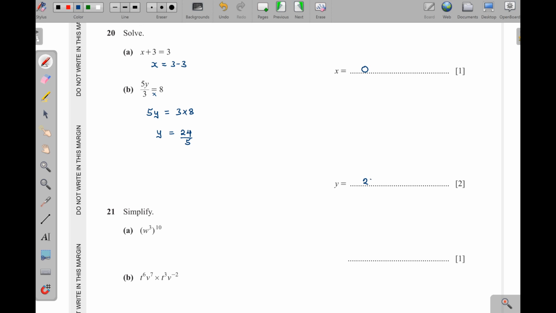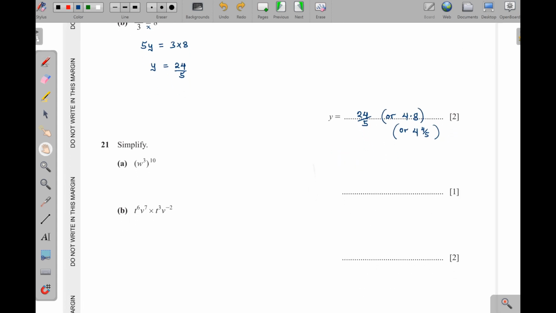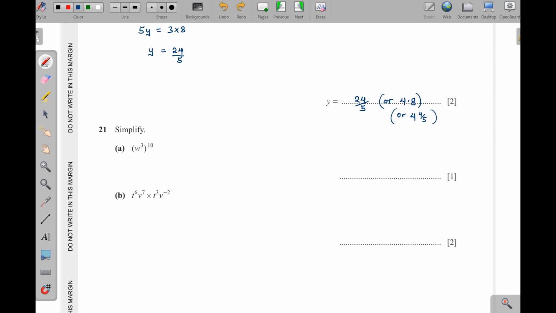So you can write your answer here as 24 over 5, or you can write 4, then point what? 4 over 5, that is 0.8, so 4.8, just like that. Or I can write this one as 4 whole number, then 4 over 5. Many ways to write the answer. But in the exam, don't write all of this, just write one answer, okay? Then let's come to question 21. This one is coming from indices.